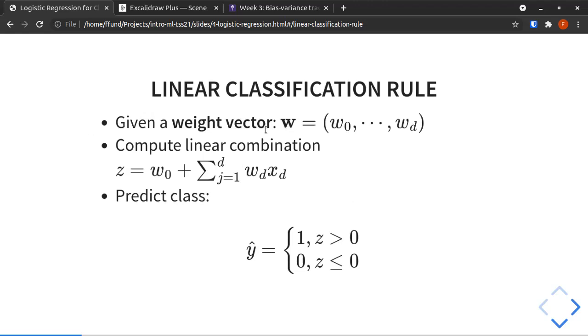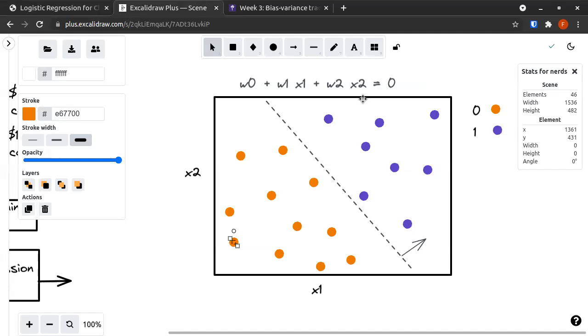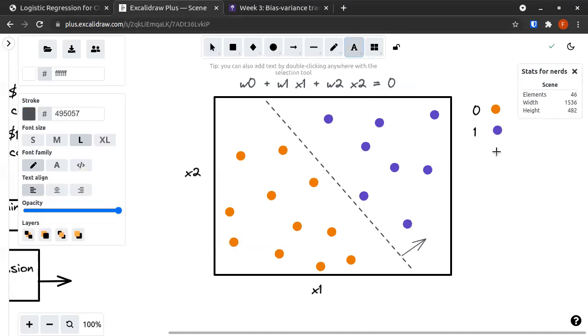Okay. What about if I have multiple classes? How can I extend this to multiple classes? So let's say I have a 2 class also.